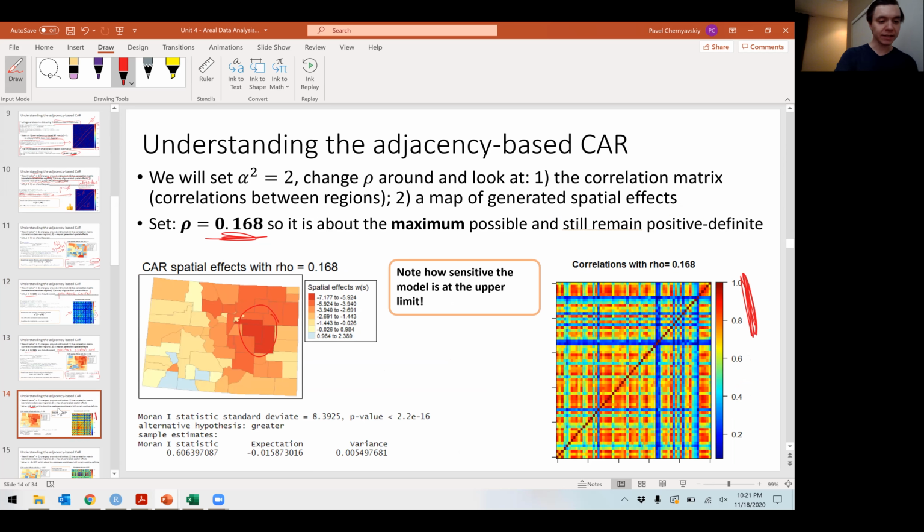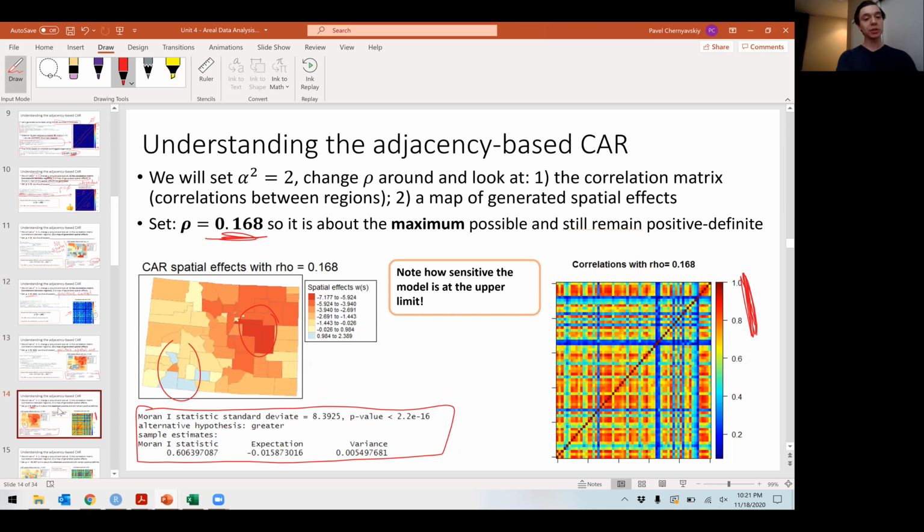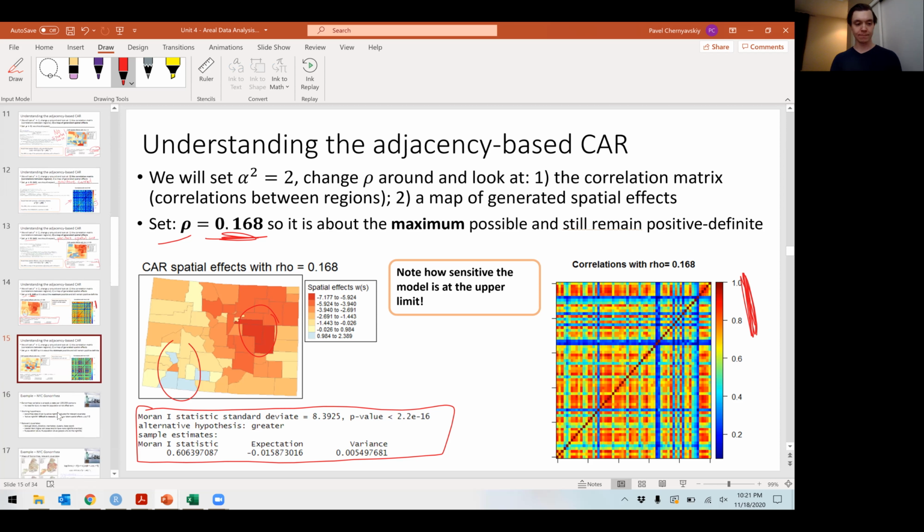Still positive spatial dependence. That Moran's I statistic didn't budge though. With 0.165, Moran's I was 0.56, so neighbors shared about 56% of the information. With the largest possible rho value, neighbors now share about 60% of the information. Any higher than this, I will be inducing linear dependence between columns. My variance covariance matrix will stop being positive definite, and I will not be able to use it. The multivariate normal distribution does not work then.